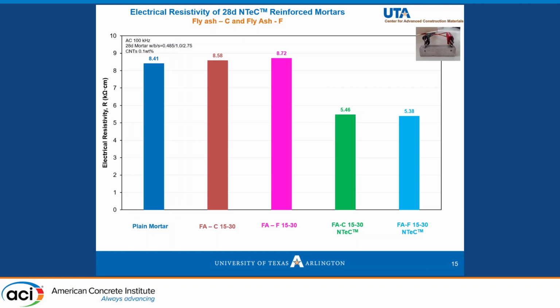We observe here that for plain mortar, fly ash type C and fly ash type F mortars, we have really high values of electrical resistivity, and these are attributed to their electrically insulating nature. Addition of CNT for both fly ash type C and fly ash type F mortars decreased the electrical resistivity by almost 35%, and that means that an increased electrical conductivity was observed for both mixes with the addition of CNTs.